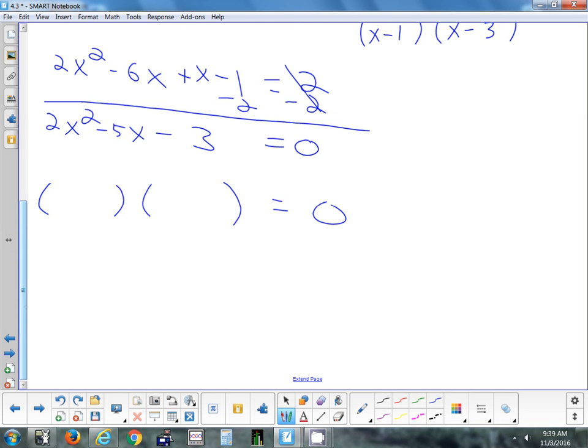Okay, the first one, that's a FOIL. You need to do the whole thing out. So x times x gives me x to the second. What's x times 2? Minus 3x. What's 2x minus 3x? And then lastly, negative 3 times positive 2. Negative 6.